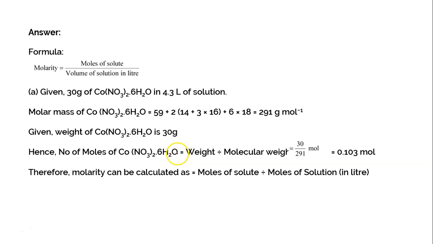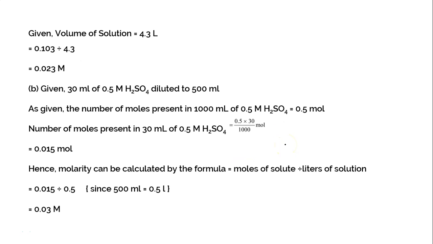When you substitute the values, the molar mass has to be substituted with 291 from the formula given. And you have to be substituting the volume as 4.3 liters. The volume should be taken in liters itself. And the given mass 30 grams. When you substitute it and simplify, the final answer of molarity has to be 0.023.